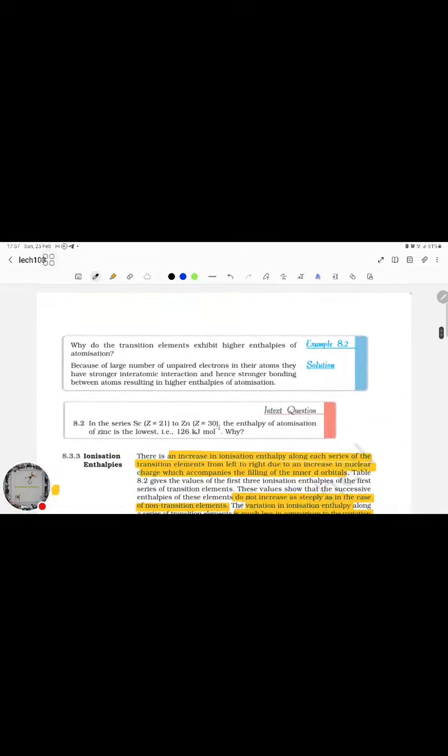So why do transition elements exhibit higher enthalpies of atomization? Because of the large number of unpaired electrons in their atoms, they have stronger interatomic interaction, and hence stronger bonding between atoms, which results in higher enthalpies of atomization. So basically, because of the presence of more unpaired electrons, the interatomic attraction is greater and interatomic bonding is more favored, so it has a higher enthalpy of atomization.